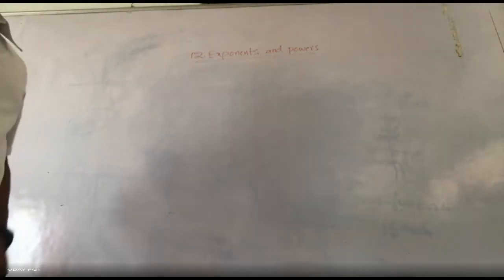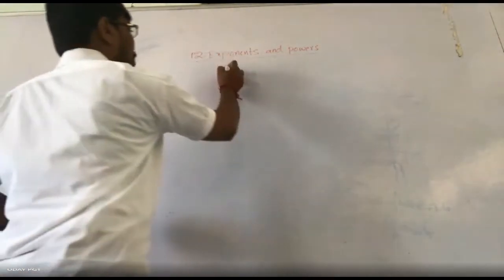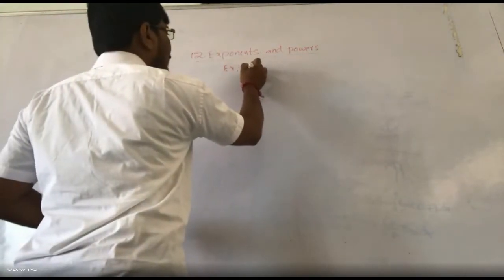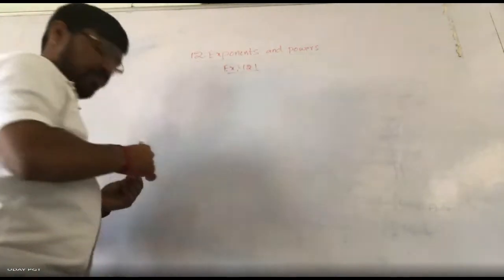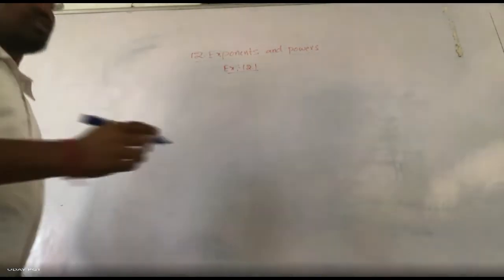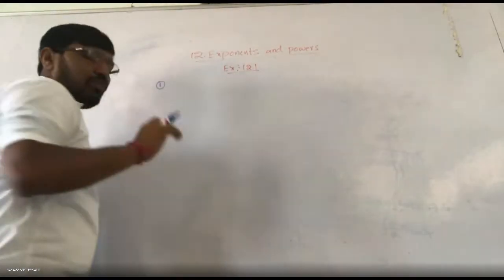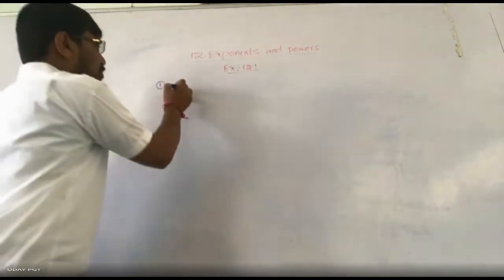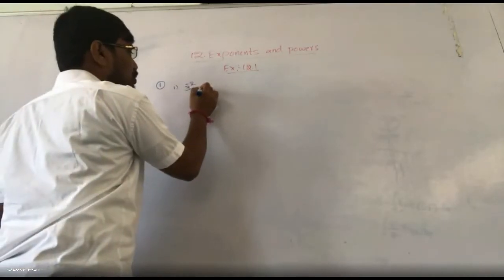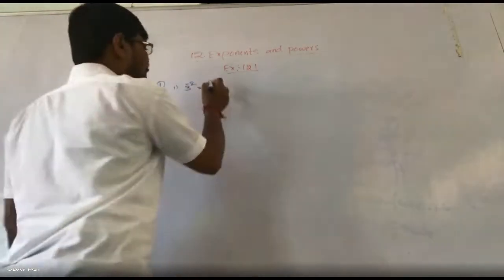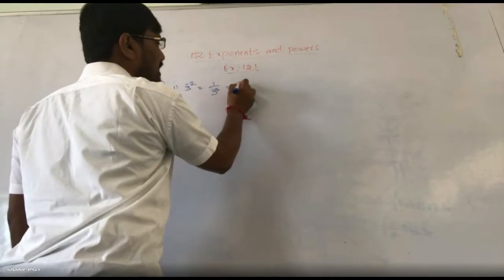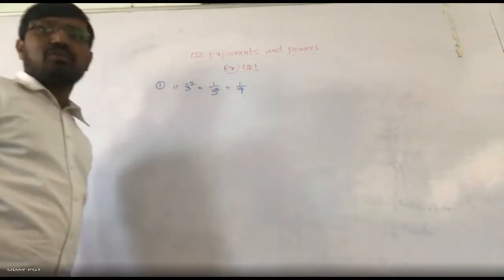So exercise 12.1, you see here, very simple problems are given to you. What is given in the first question? Evaluate. Evaluate means find the value. The first question is 3 power minus 2. 3 power minus 2 value? 1 by 3 power 2, that is nothing but 1 by 9. That's all. 1 by 9 you need to write.